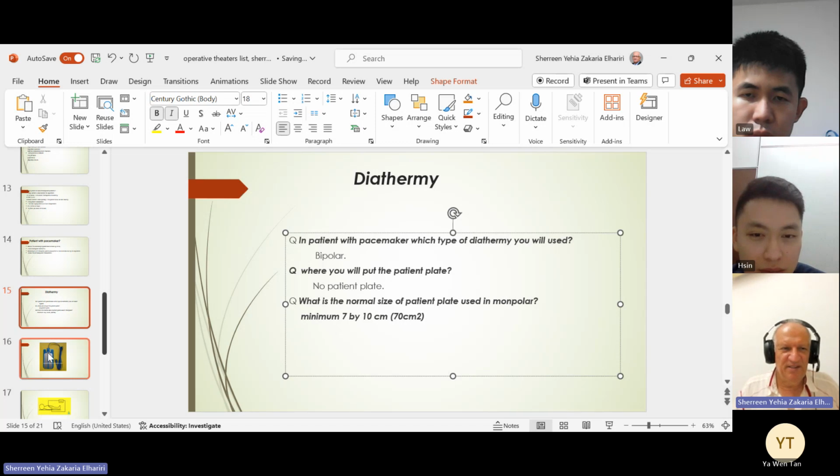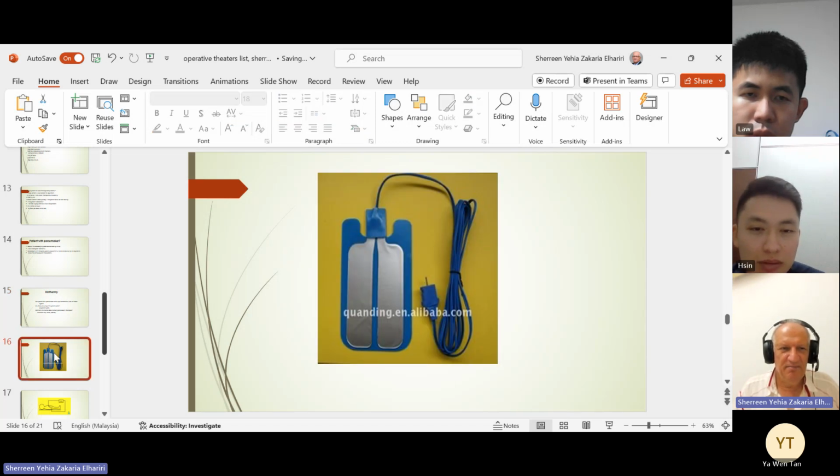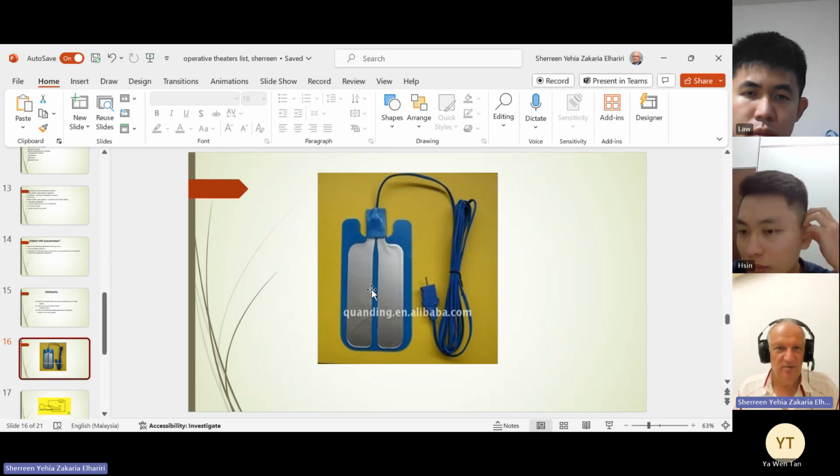Okay, so the patient blade, which is this, must be minimum 7 by 10. Less than that is dangerous. So again, this patient blade or diathermy blade is not earthing. It completes the circle. We don't have earthing, and this is used for monopolar diathermy.